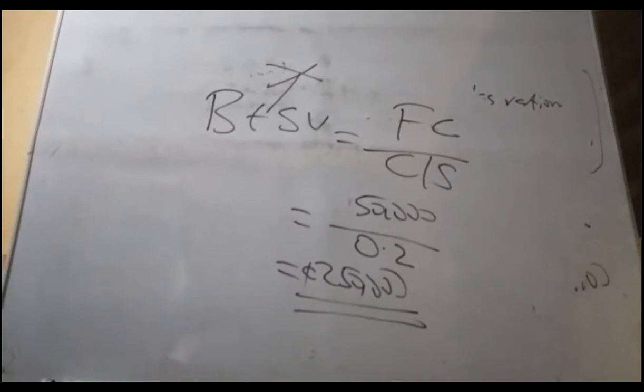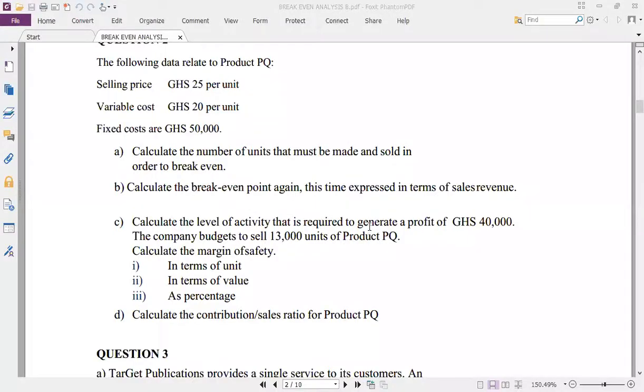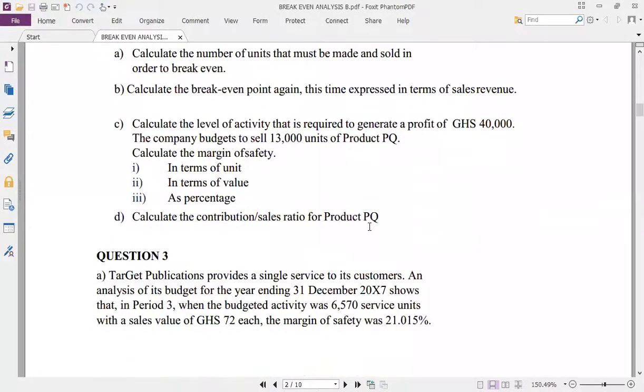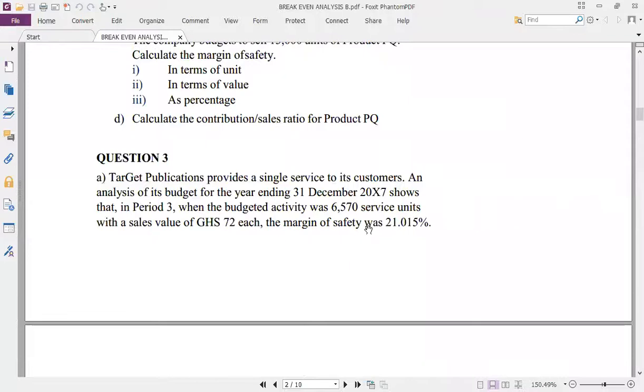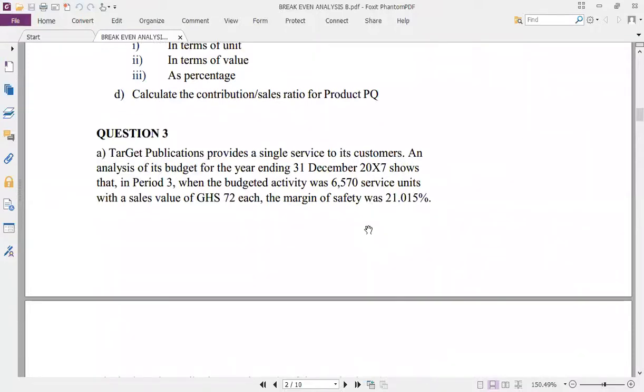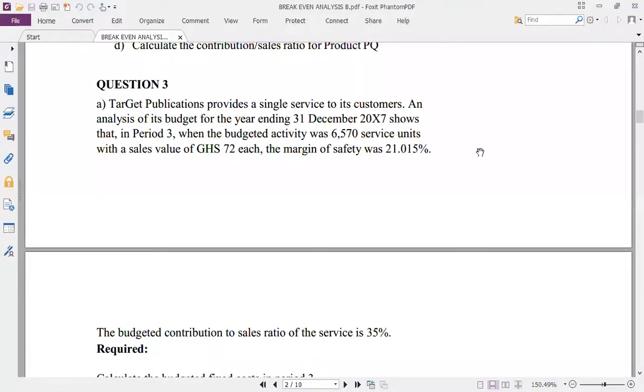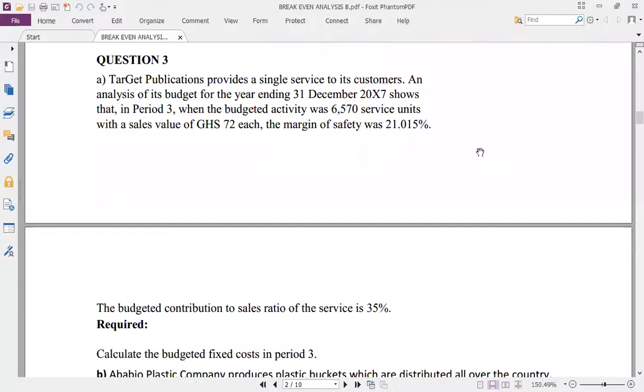So we are trying question number 3. We are using 3 minutes. So this is the requirement. Calculate the budgeted fixed cost in period 3. You find the budgeted fixed cost.